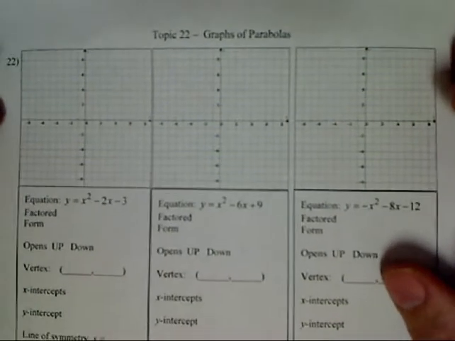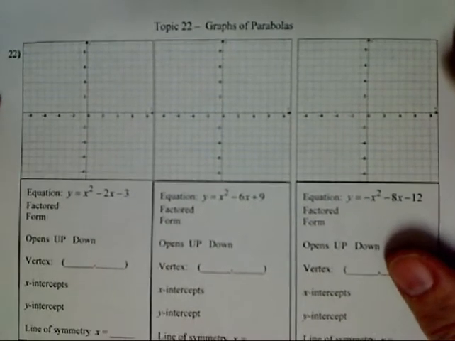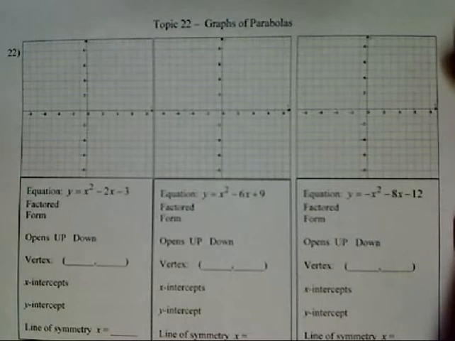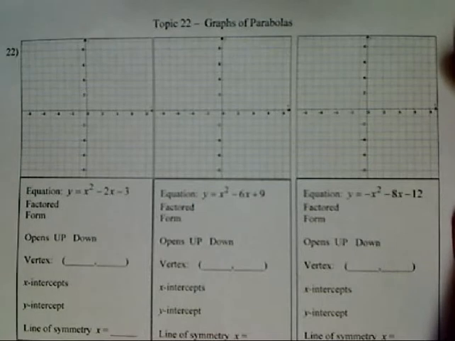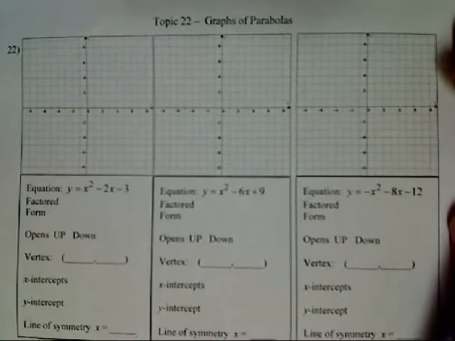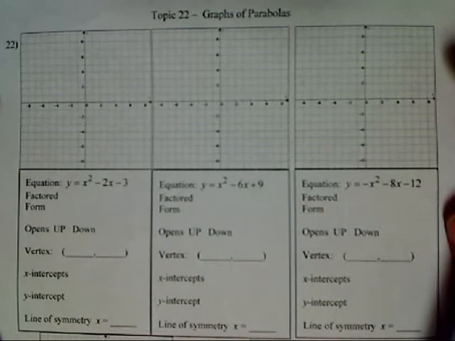Okay, topic 22 is on graphs of parabolas. So make sure you've printed out this page. This one is particularly important because you need to be able to graph things and show it, so you can't really do this one on a separate sheet of paper. So make sure you have it.